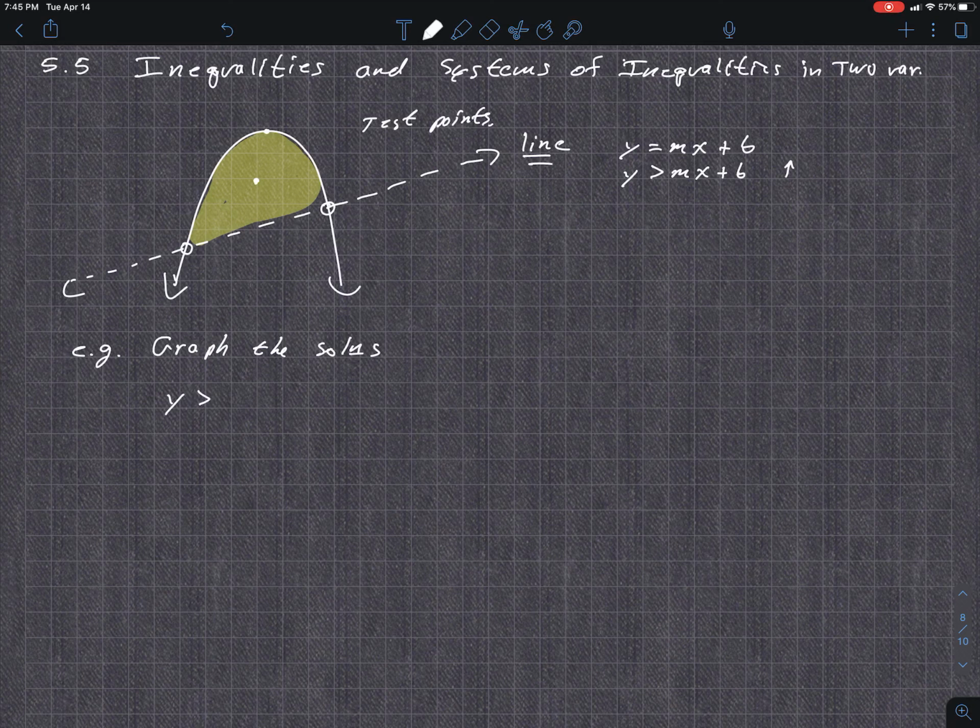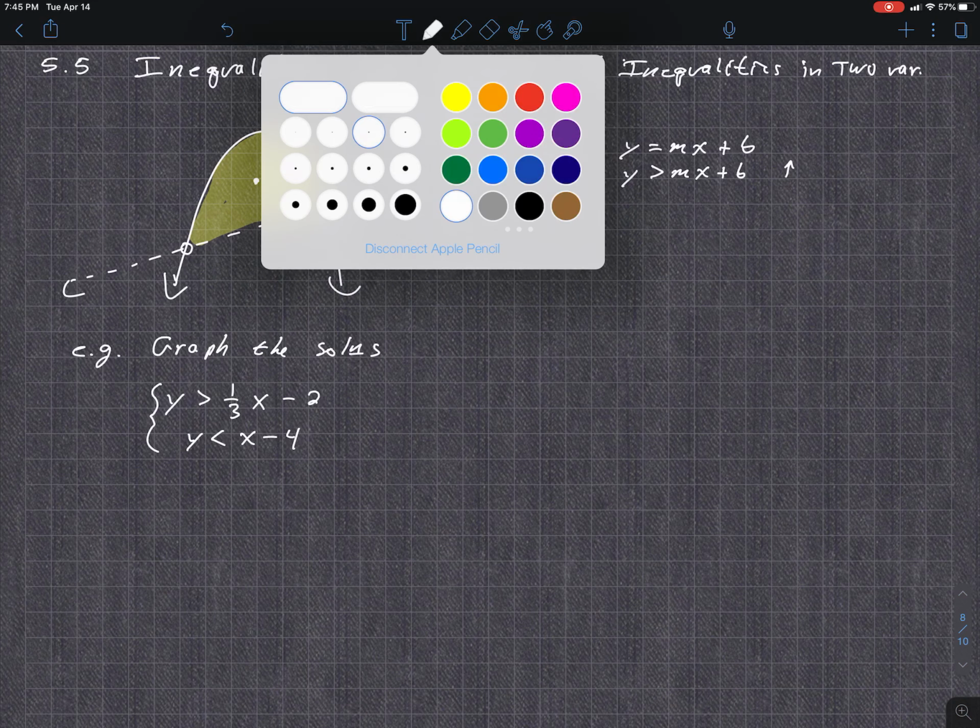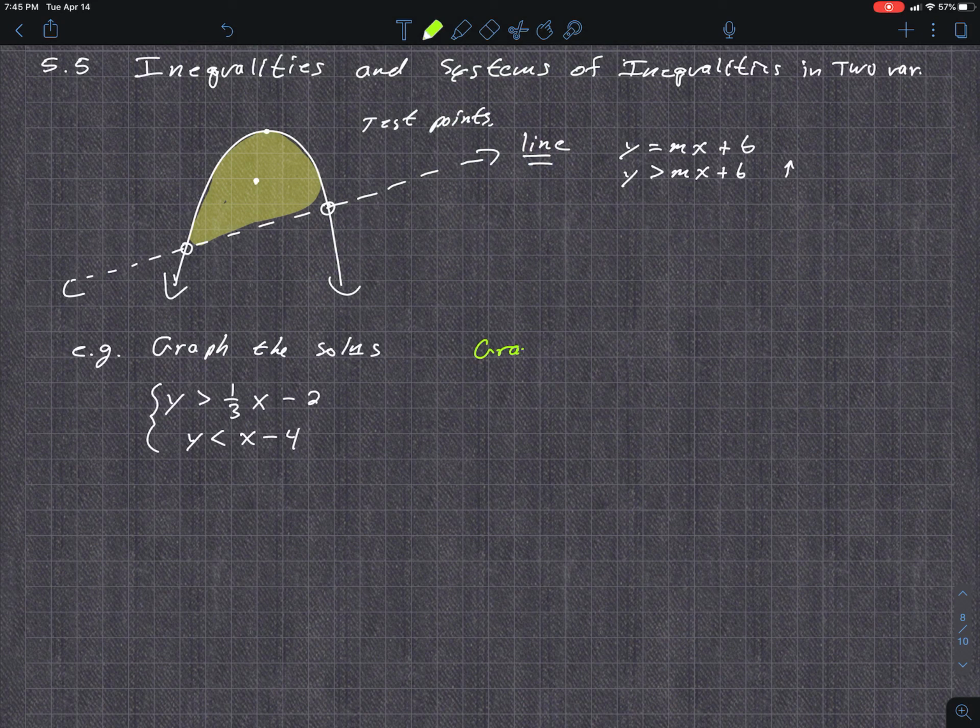Suppose you have y greater than 1/3 x minus 2, and y is strictly less than x minus 4. So let's suppose you had that inequality, and what we do is we first graph the equality. So you basically pretend it's equals and graph that.